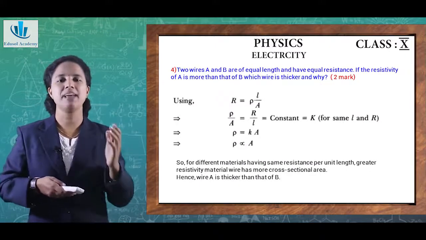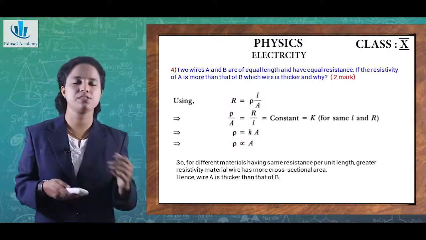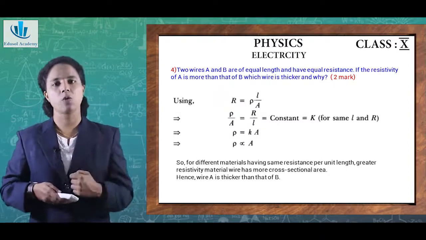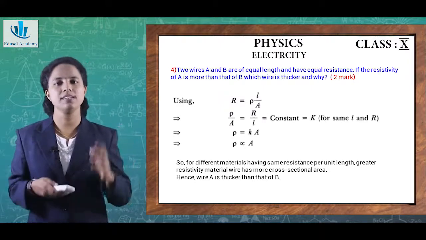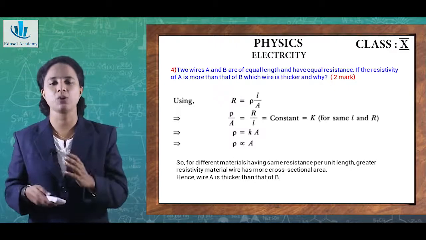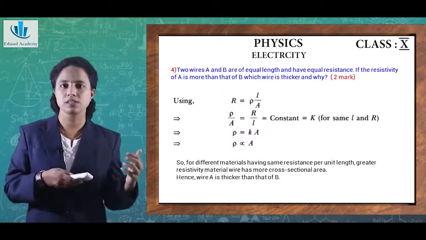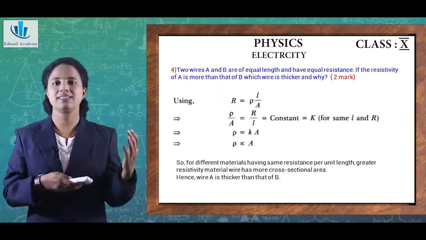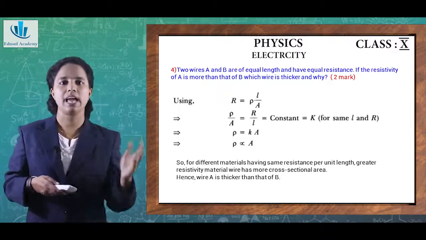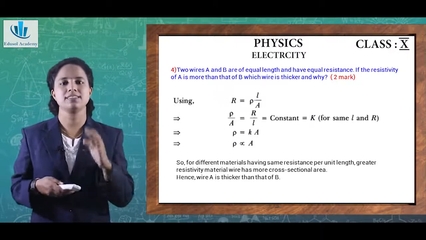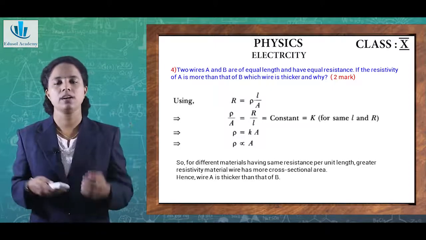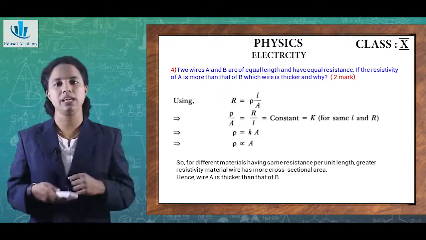Two wires A and B are of equal length and have equal resistance. If the resistivity of A is more than that of B, which wire is thicker and why? We know the basic equation connecting resistance, resistivity, length and area of the material is R equals rho L by A, where R is the resistance, rho is the resistivity, L is the length and A is the area. It is already given that for the two wires A and B, their length as well as resistance are equal. So we are asked which wire will be thicker if the resistivity of A is more than that of B.